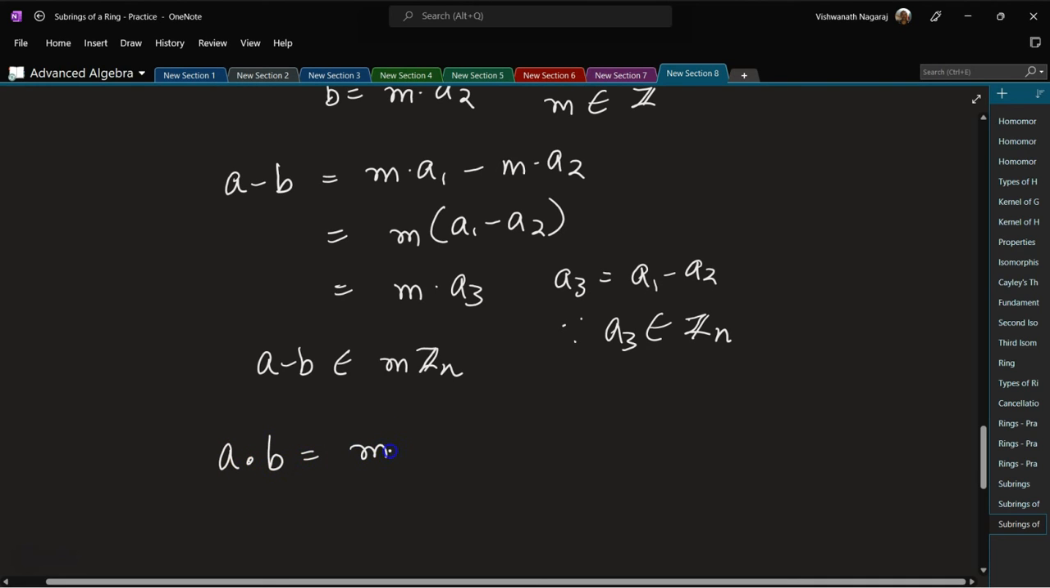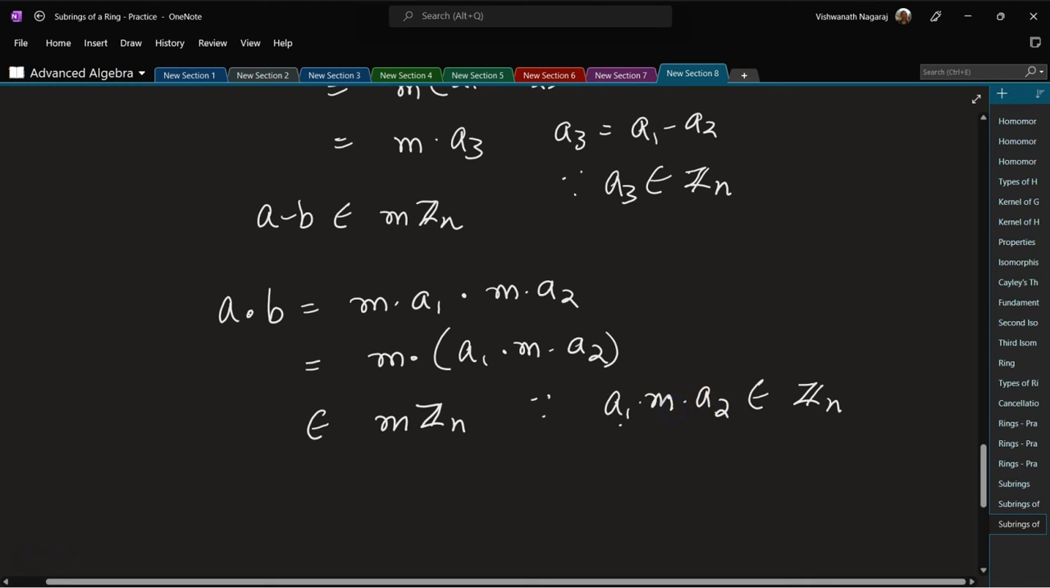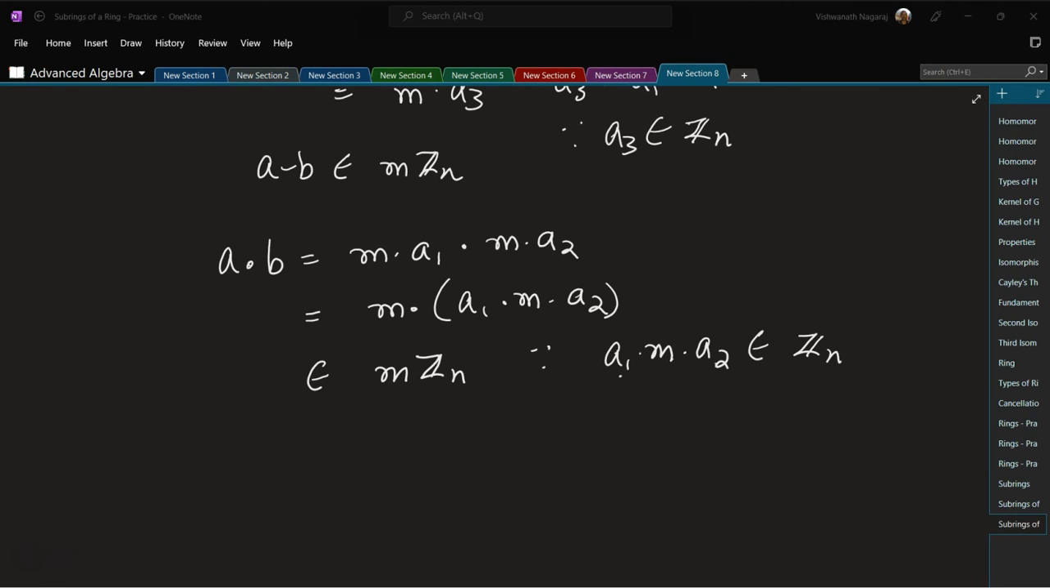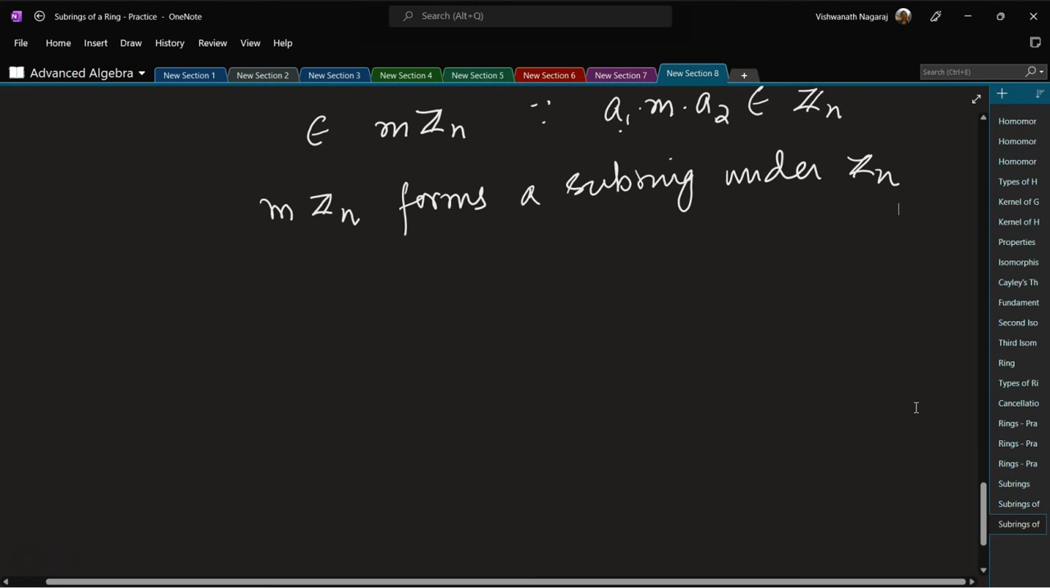Now let's look at the product. A times B is equal to m a1 times m a2, which can be written as m times, because we want it in that form, a1 times m times a2. Now here, this again belongs to mZn, since the product of a1, m and a2 belongs to Zn, because this belongs to integers, this belongs to integers, and this belongs to integers. Which basically means that mZn forms a subring under Zn.